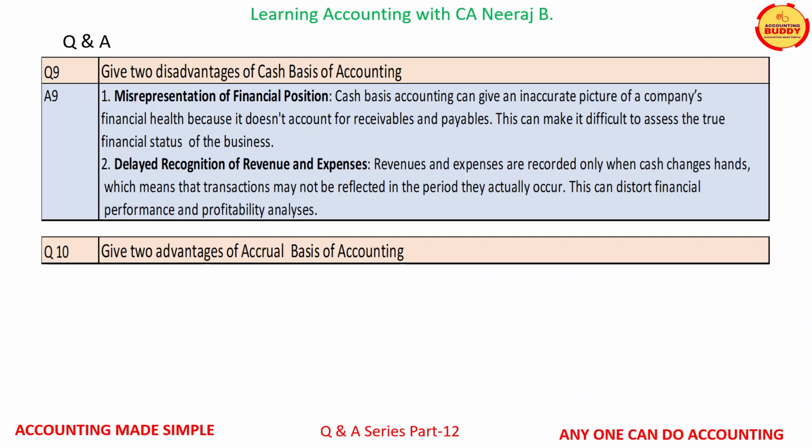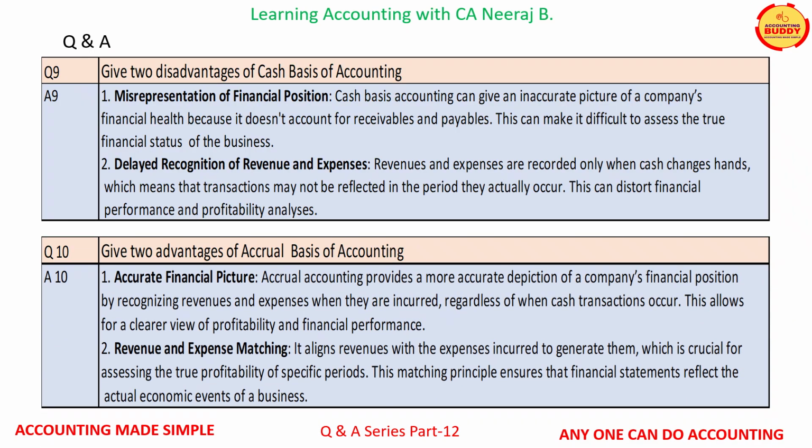Question number 10. Give two advantages of accrual basis of accounting. Number 1, accurate financial picture. Accrual accounting provides a more accurate depiction of the company's financial position by recognizing revenues and expenses when they are incurred, regardless of when the cash transactions occur. This allows a clearer view of profitability and financial performance.